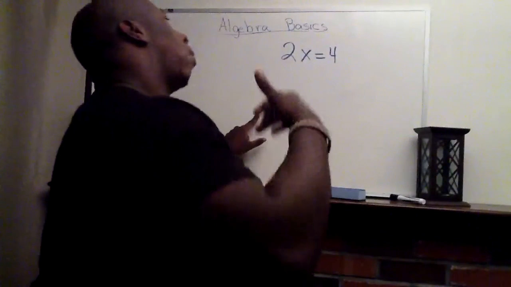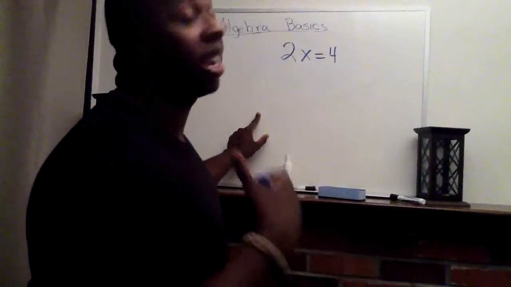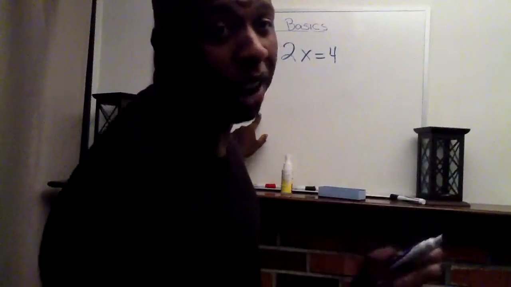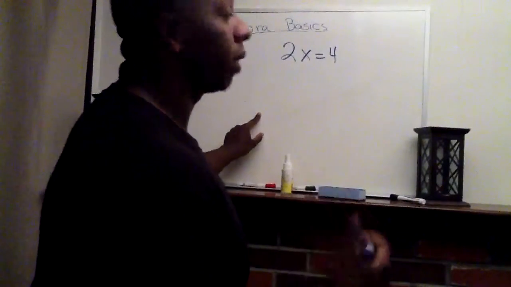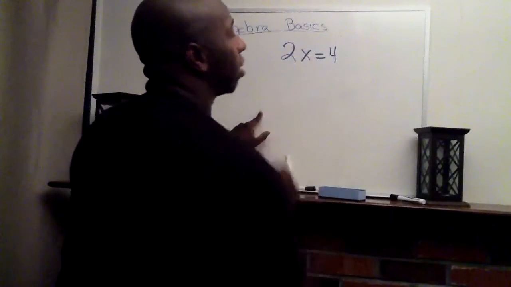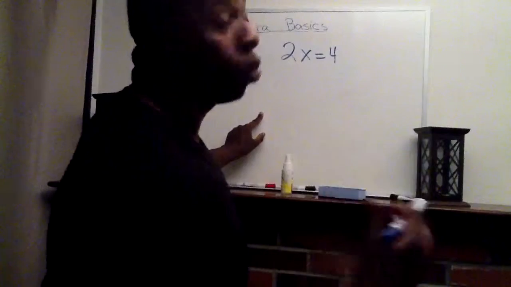So we want to get 2 to the other side. The way we do it, like I told you last time, we change the sign when it's addition or subtraction. What we'll do when it's multiplication and division is if 2 is multiplied by x, we're going to want to divide 2 from x. So we want to divide 2 on both sides.